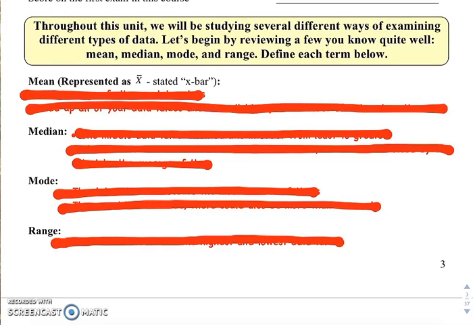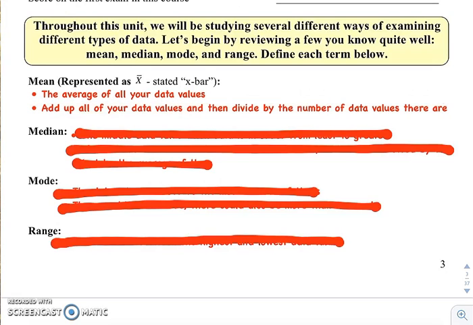Now, if you guys continue on to stats, the mean is usually represented with what we call the X bar, but it's really just what you guys know to be the average of all your data values. So if you guys can reword this in a way that you'll remember it, you don't have to copy down every single word. But it's just the average of your data values.